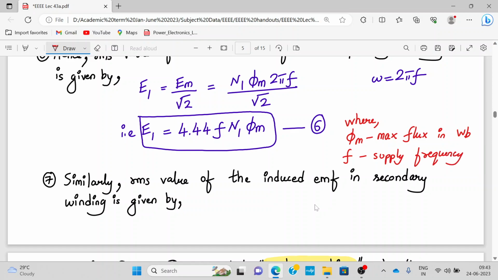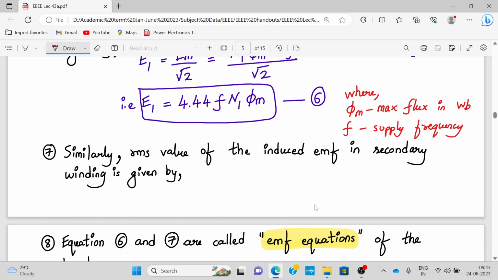I hope you know what N1 is. N1 is the number of primary winding turns. Similarly, the value of the induced EMF in the secondary winding is given by the following formula. We do not need to derive it; we will write it over here. E2 is equal to 4.44 F N2 phi m. Let me put it inside the box.